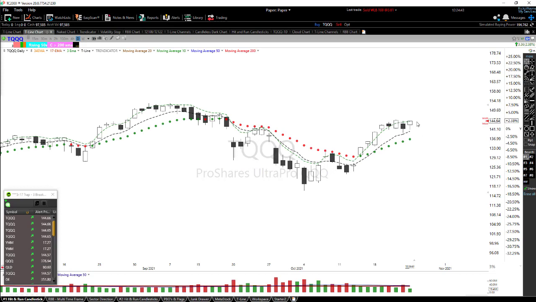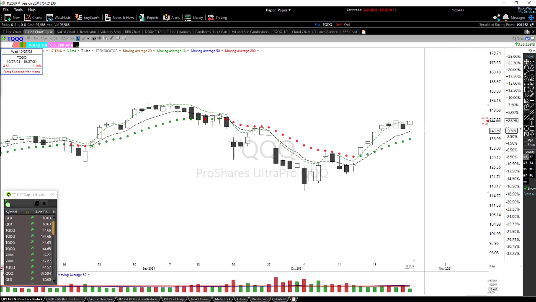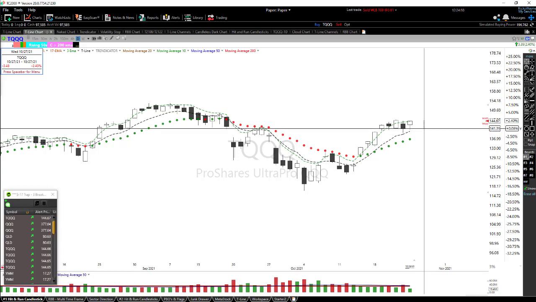Look at that, just now breaking out. What would happen if you bought that and you put a stop? I would probably use a stop somewhere around 141 on here.